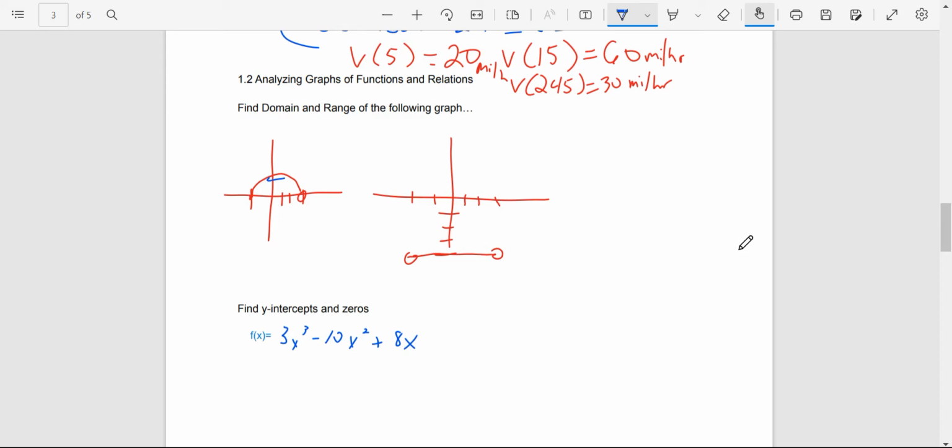All right, this is the 1.2 portion of the notes. This will be briefer than 1.1. We should be able to move through this pretty easily. Find domain and range of the following graphs.